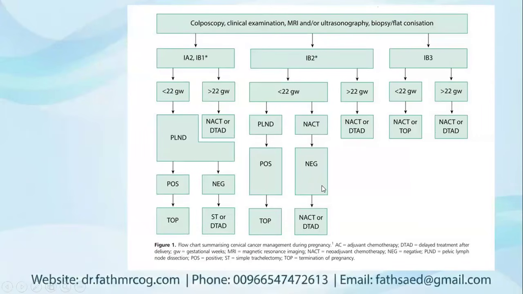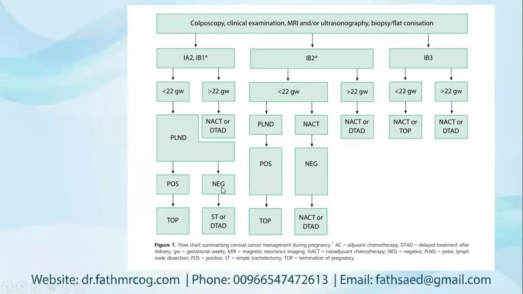If you remember the other one here, they will give you colposcopy and clinical examination. If the patient has 1A2 or 1B1, or is the patient 1B2, here you will follow the patient. If the patient is less than 22 weeks gestational age, that means early, you will do pelvic lymph node dissection. If positive, please terminate, because it is early and the patient is high risk. The lymph node is positive, so better here you will terminate.